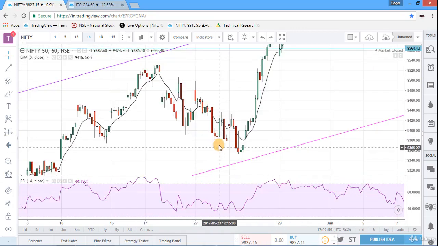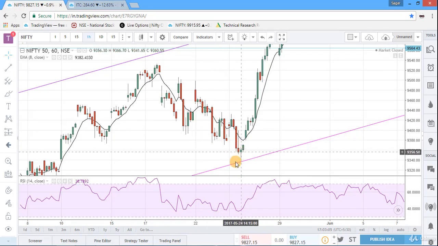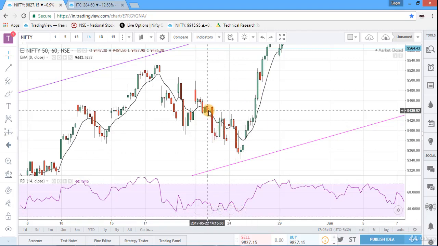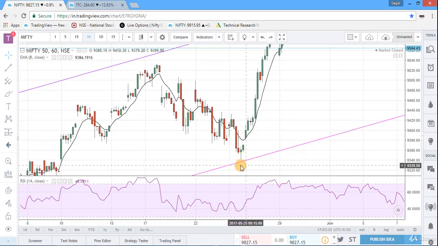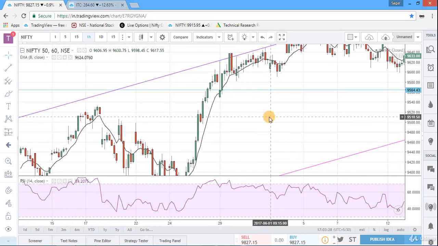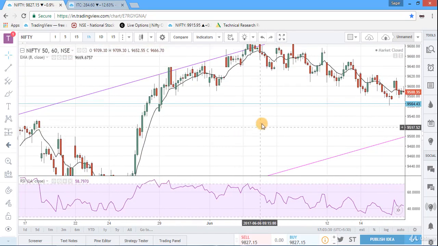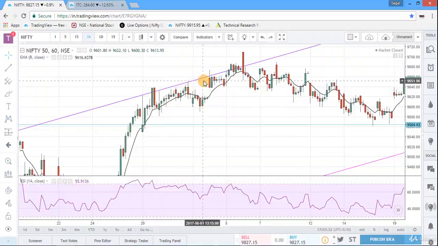Now this is also a good example of positive divergence. You can see from this point to this point, prices are falling down, but RSI is at the same level. So RSI is giving a positive divergence. Prices are falling down, but RSI is not falling down. It is at the same level. So this is a signal and this is also a support line. We can initiate our buy position here. So now see prices move in an upward direction and they go to this resistance line.